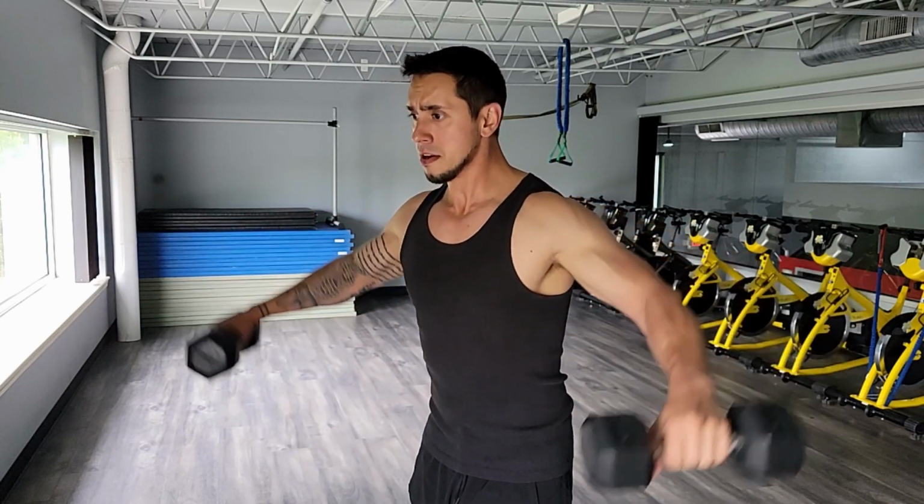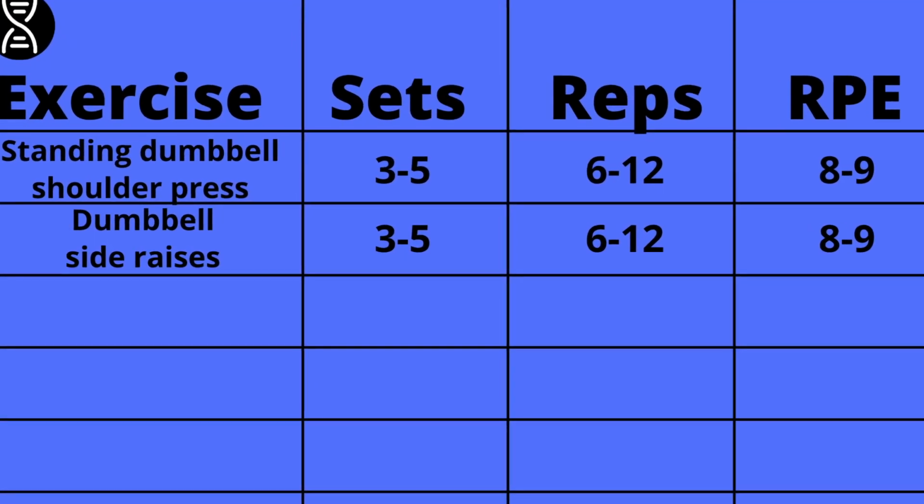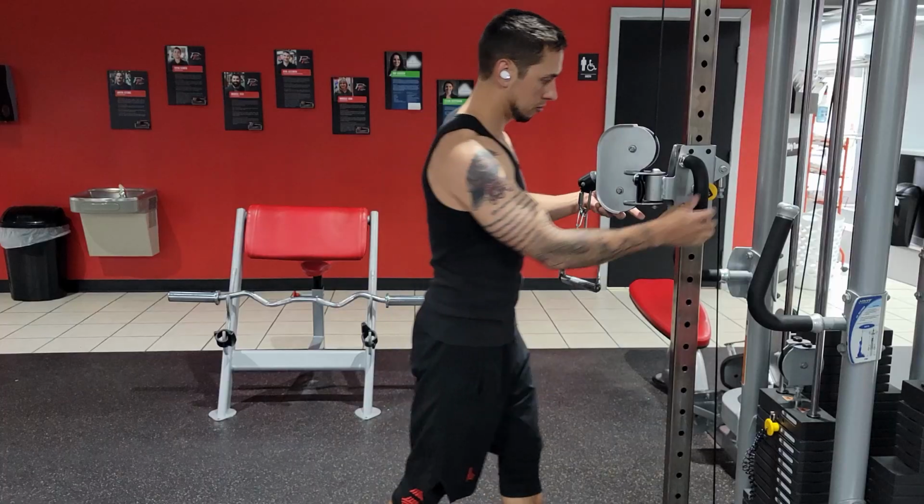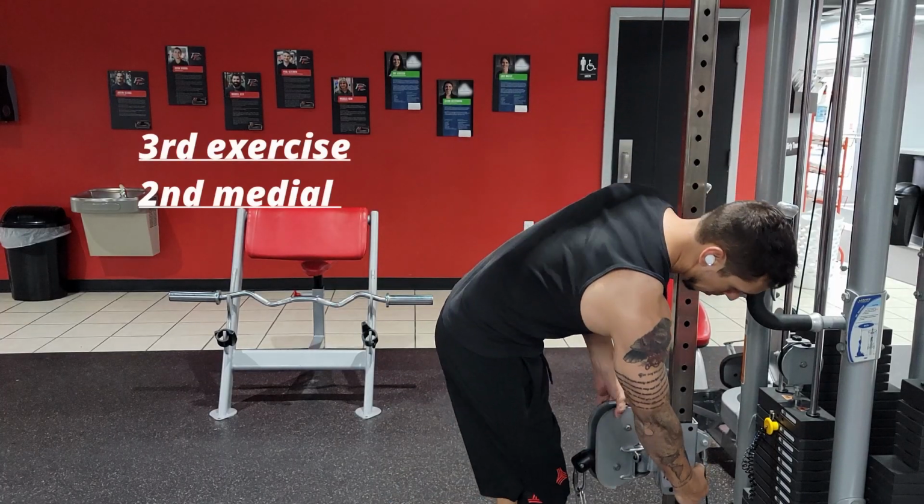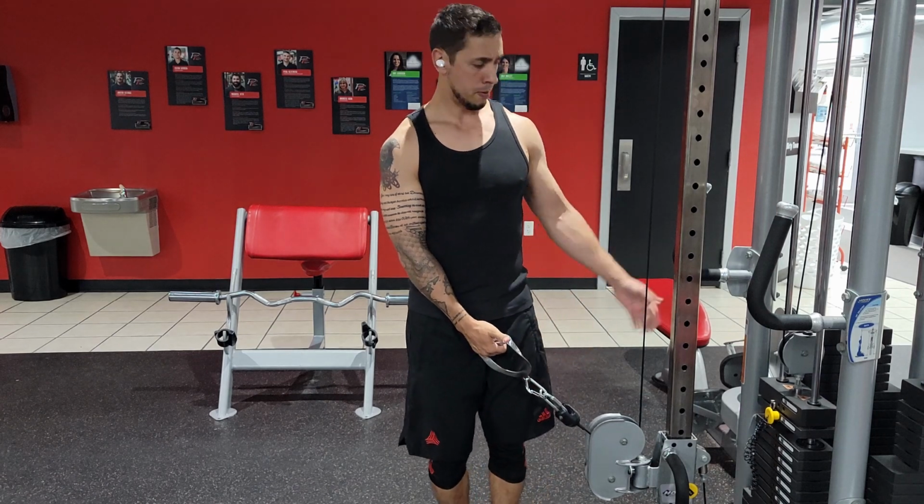A nice simple tempo with a rep range of 6 to 12. Now for myself, like I talked about, wanting to prioritize medial deltoid, the second movement is going to be another side raise variation. Now this variation will require some understanding of resistance curves.